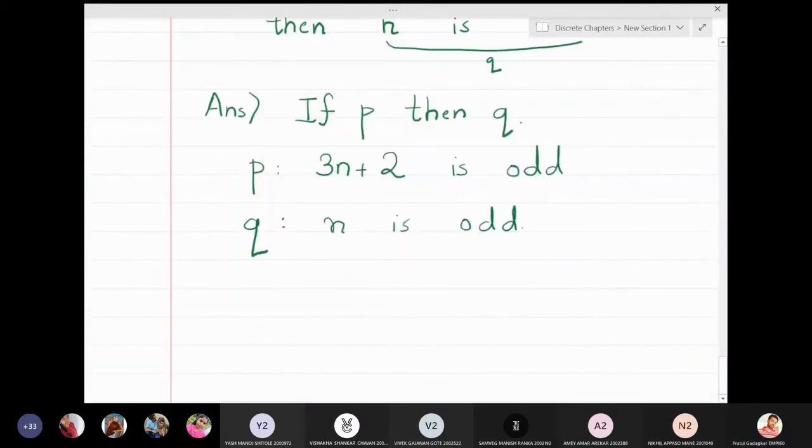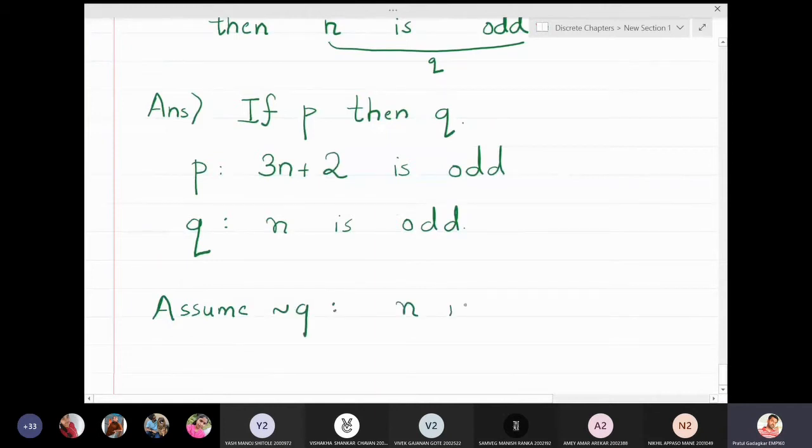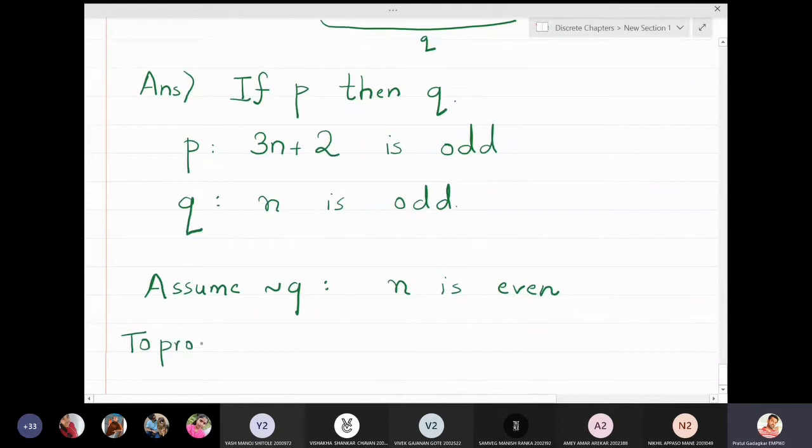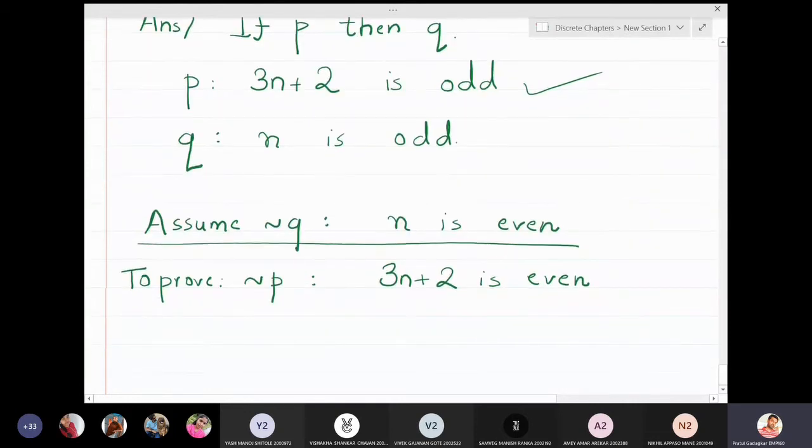Assume negation Q. What will I assume? Assume that n is even, because negation of Q, n is odd, means n is even. And what am I supposed to prove? I'm supposed to prove negation P. What is negation P? It means I have to prove that 3n plus 2 is even. Now I will start with my assumption and try to prove that 3n plus 2 is even.